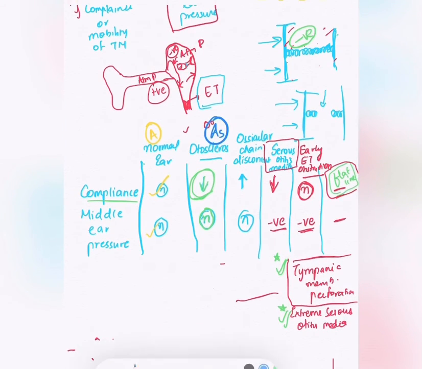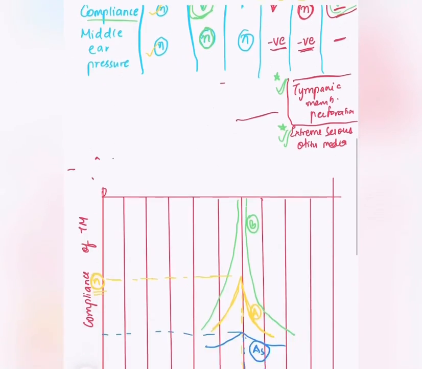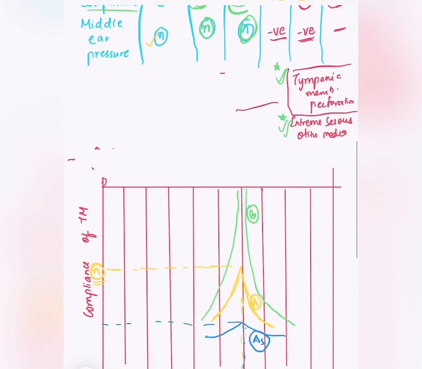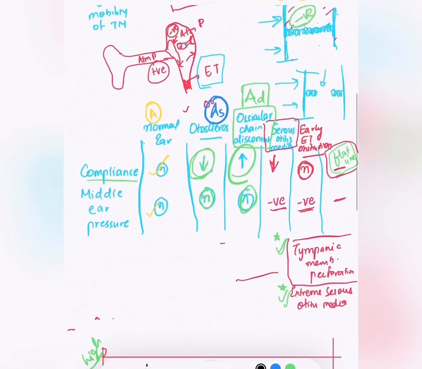Fine, let's move on to the next graph, that is ossicular chain discontinuity, and let us name it as D for discontinuity. Okay, AD. Fine, so when you see the compliance is increased and the middle ear pressure is normal. So normal middle ear pressure with high side of compliance, high, low, normal. So this is the curve AD.